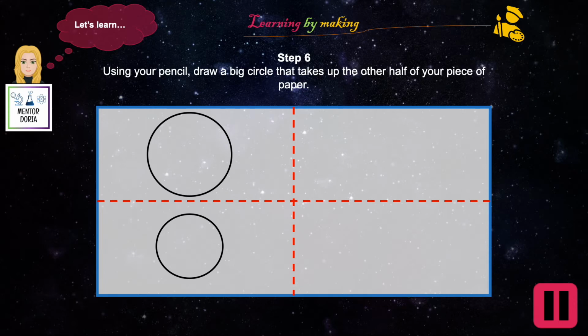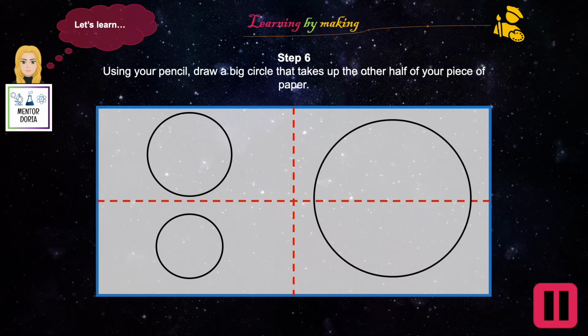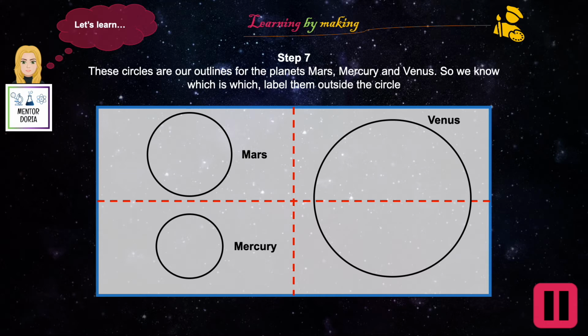Now, we're going to draw a big circle that takes up the other half of your piece of paper, like this. These circles are the outlines of the planet Mars, Mercury, and Venus. So we know which is which, label them outside of the circle by writing the names of the planets next to your outline.